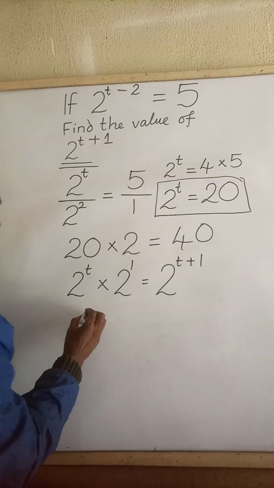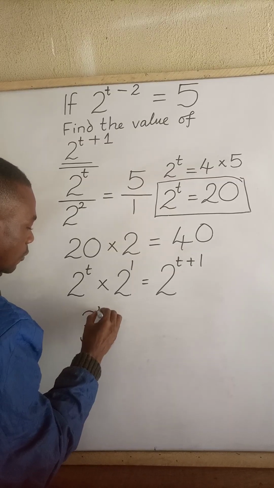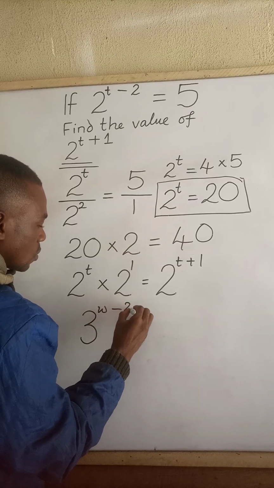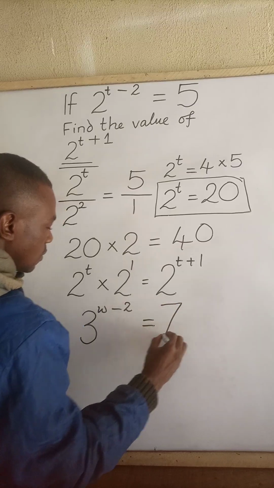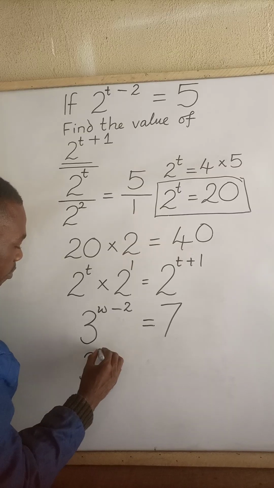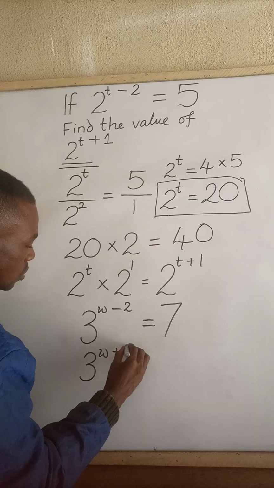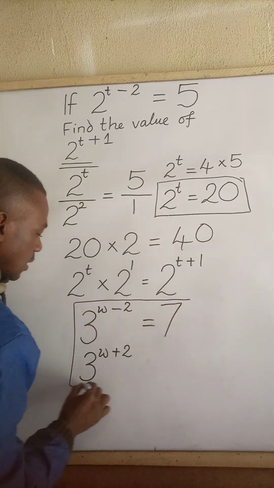So quickly attempt this. 3 power w minus 2 is equal to 7. Find the value of 3 power w plus 2 and drop your answer in the comment section.